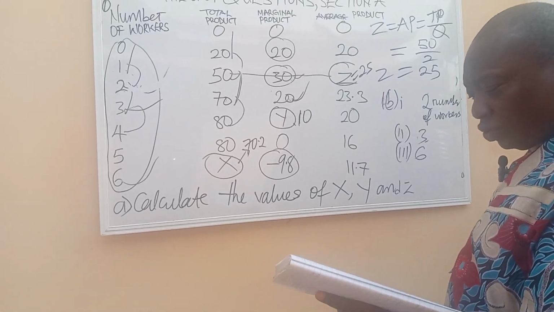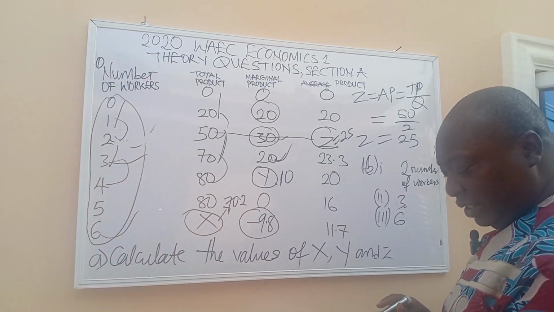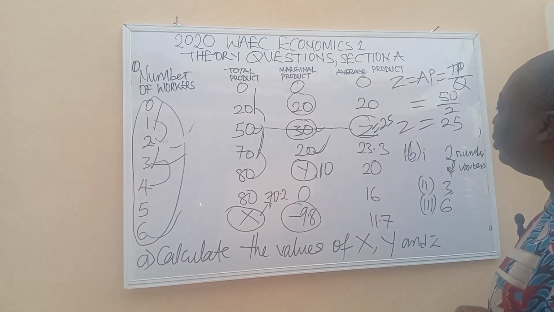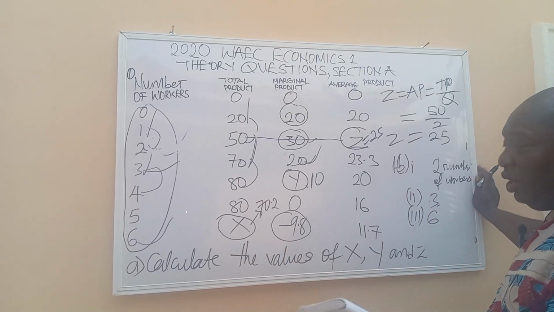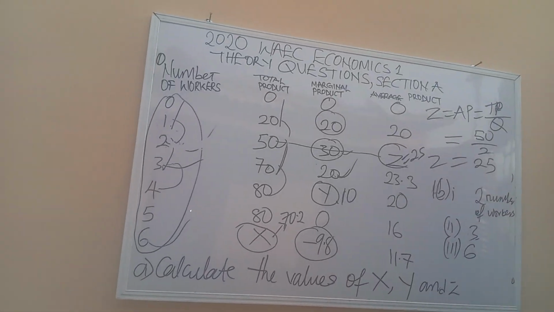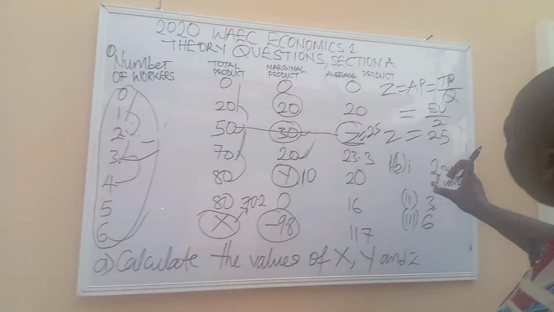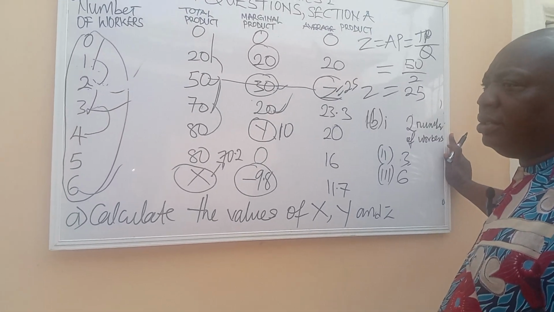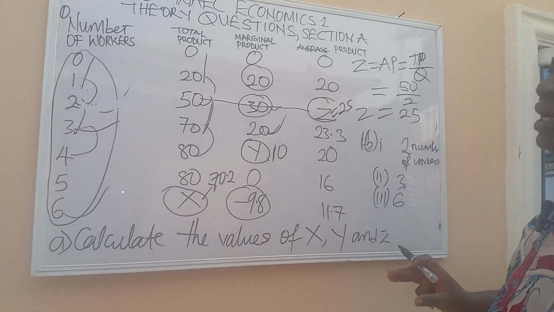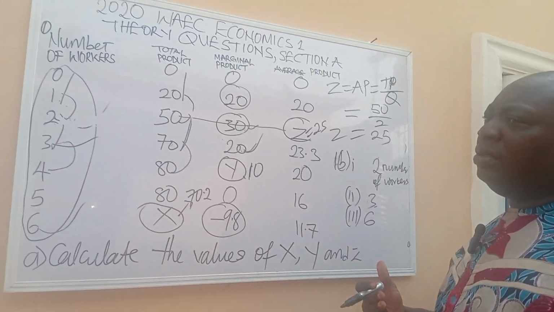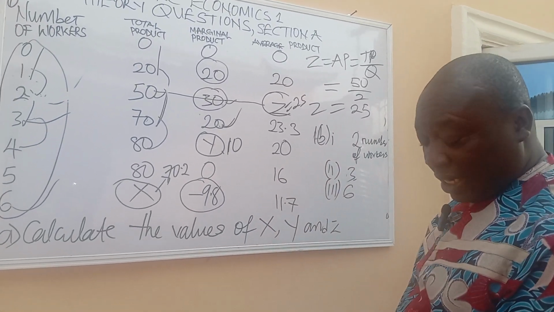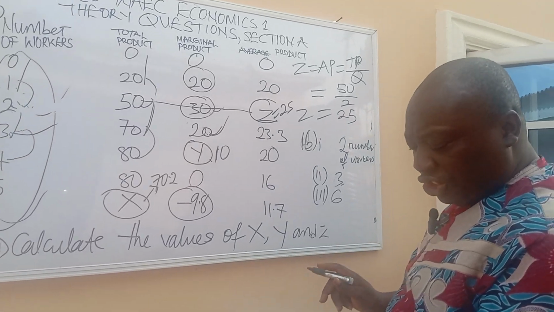Now the next question says, which is C, state the law of diminishing returns. What does the law say? The law says that when you continue to add additional products to a fixed product, initially it will keep increasing to get to a point that the additional products will keep reducing. That is what the law states. So we move to D.